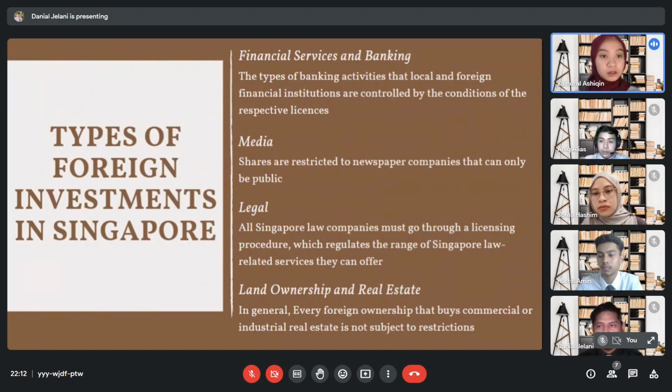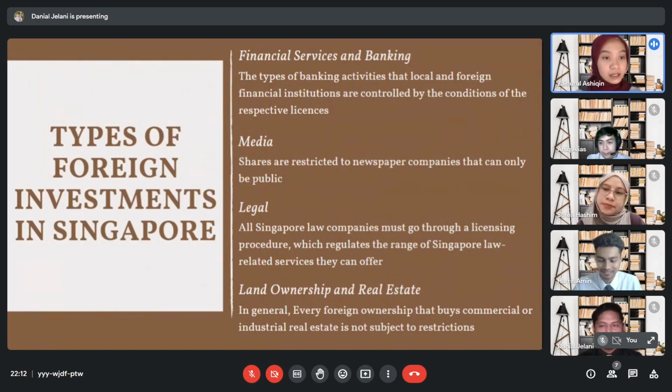Okay, third is legal. All Singapore law companies must go through a licensing procedure which regulates the range of Singapore law related services they can offer. A foreign law firm may establish a foreign law practice in Singapore and provide legal services in foreign and international law as a qualifying foreign law practice in permitted areas of legal practice, or enter into a joint law venture or foreign law alliance with a Singapore law practice.